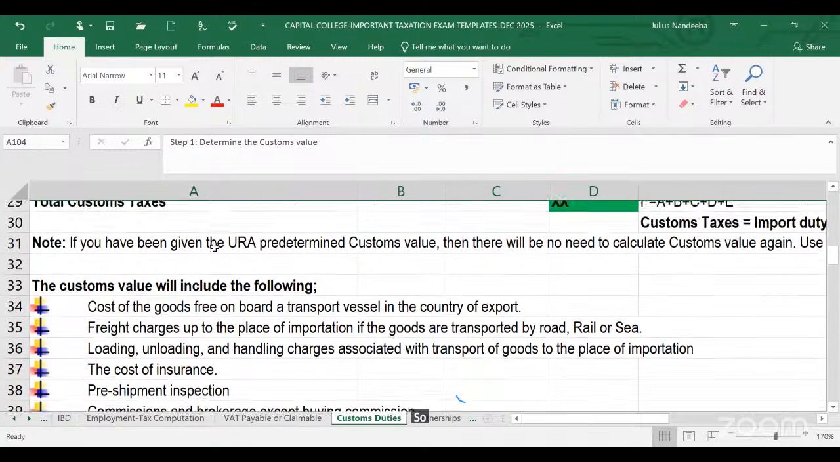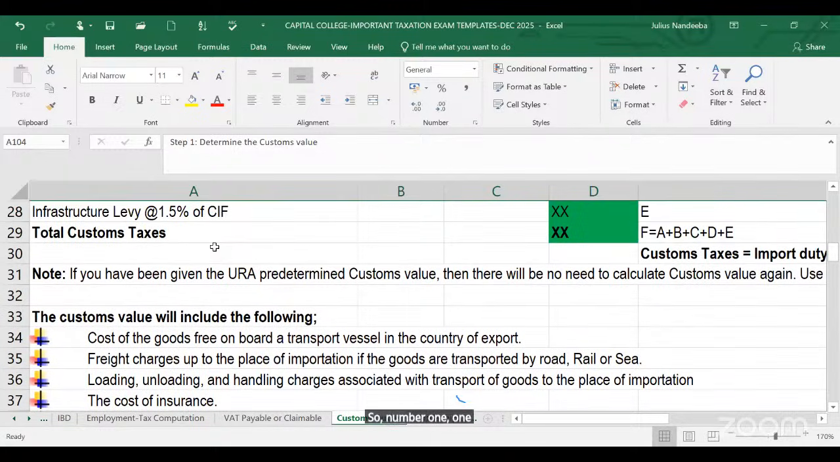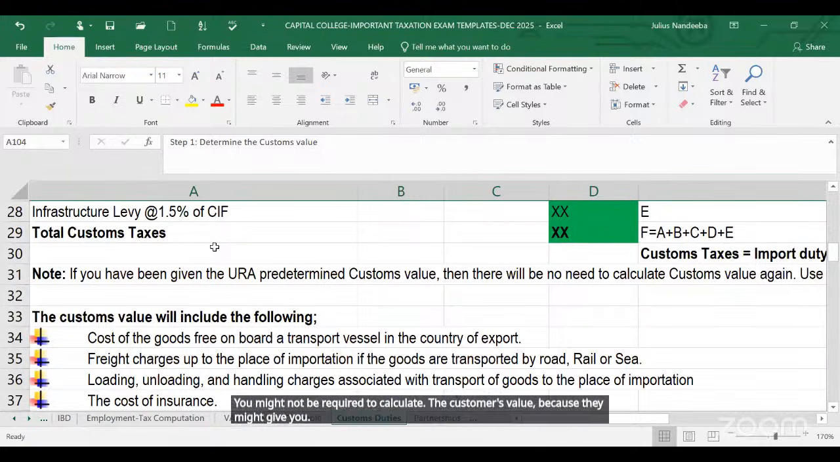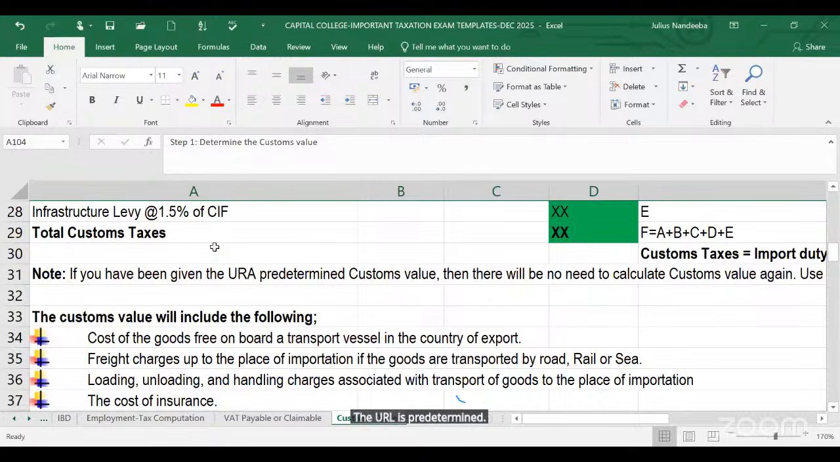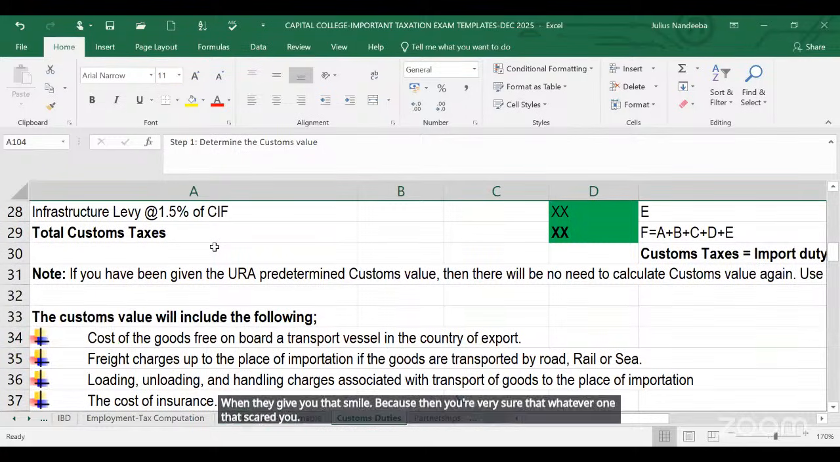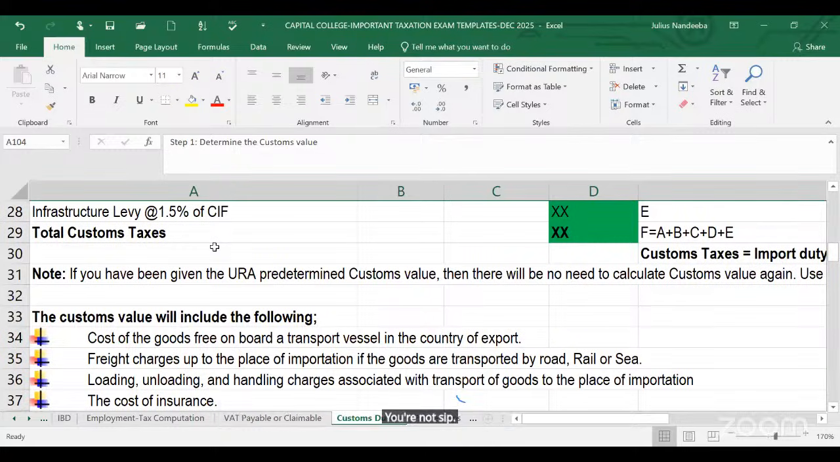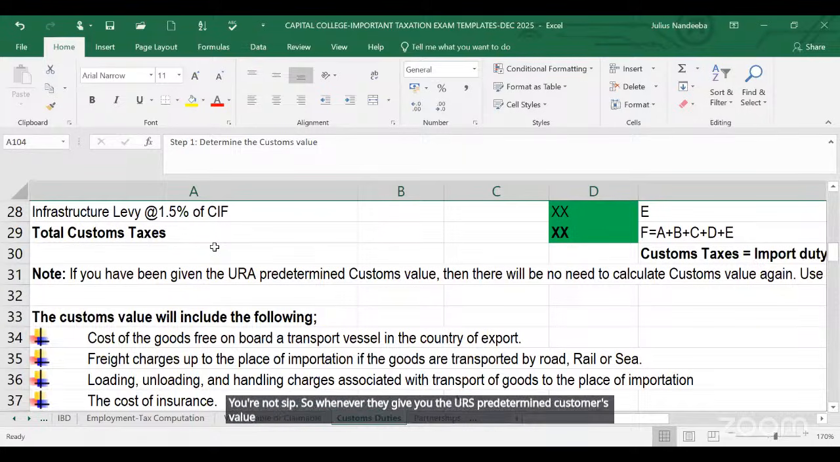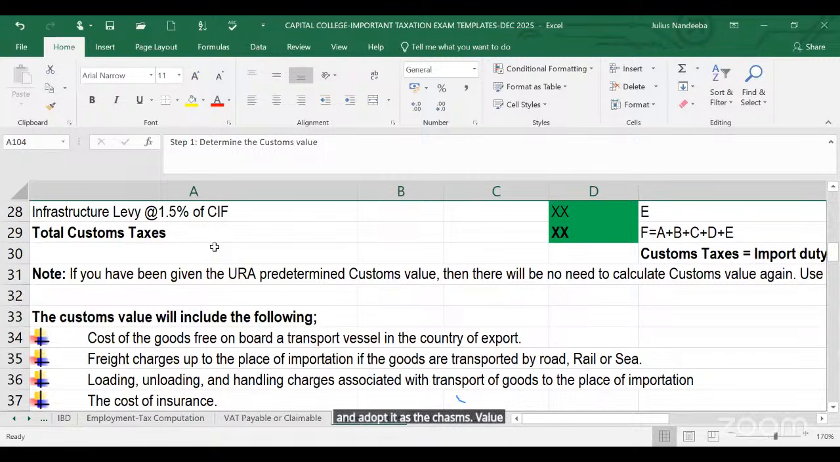So number one note that you have to remember: if the number they have given you is for a motor vehicle, you might not be required to calculate the customs value because they might give you the URA's predetermined customs value. When they give you that, smile, because then you're very sure that whatever wanted to kill you, you're now safe. So whenever they give you the URA's predetermined customs value for a motor vehicle, you start from there and adopt it as the customs value and then apply the taxes.